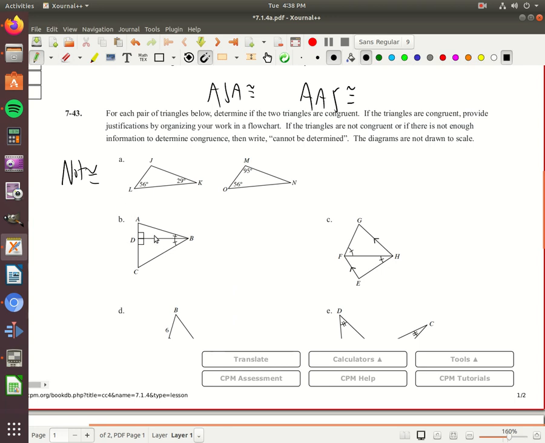The reflexive property says that something is equal to itself. DB is equal to DB. It just so happens DB is the side in the top triangle and DB is the side in the bottom triangle. So yeah, we can say that this is true because of angle, side, angle congruence. So let's go ahead and make a flow chart for this one.